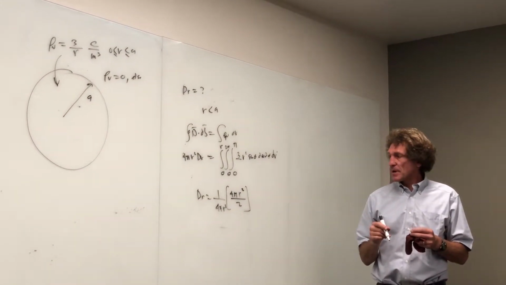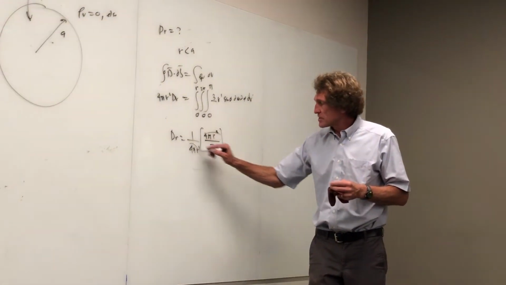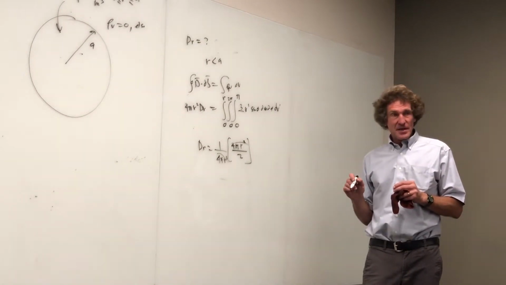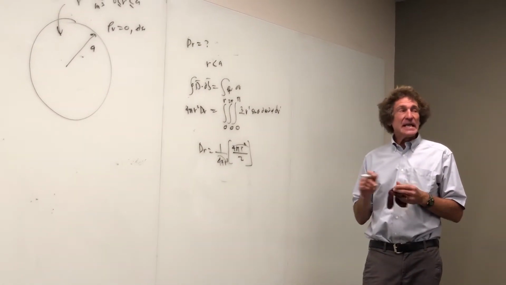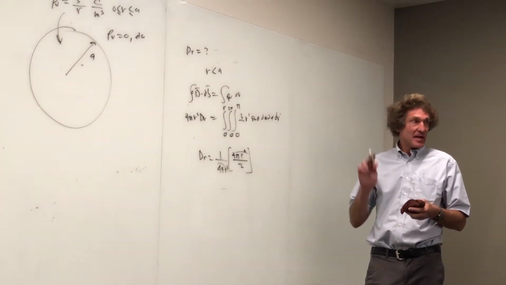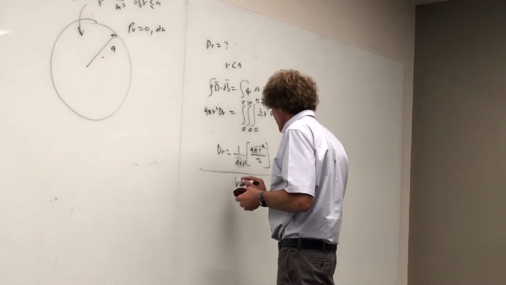And what do you notice happening? The 4 pi's cancel, and R squared is correct. What do you notice that's rather unique? It's a constant. D is a constant, right? It's a constant out to where? A, right. Now what happens when R is greater than A?